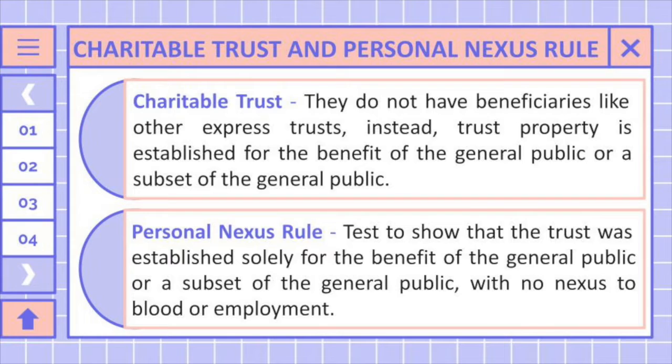So what is charitable trust and personal nexus rule? Charitable trust is a public trust. They do not have beneficiaries like other express trusts. Instead, trust property is established for the benefits of the general public or a subset of the general public. Moving on to the personal nexus rule, the test is to show that the trust was established solely for the benefits of the general public or a subset of the general public with no nexus to blood or appointment.